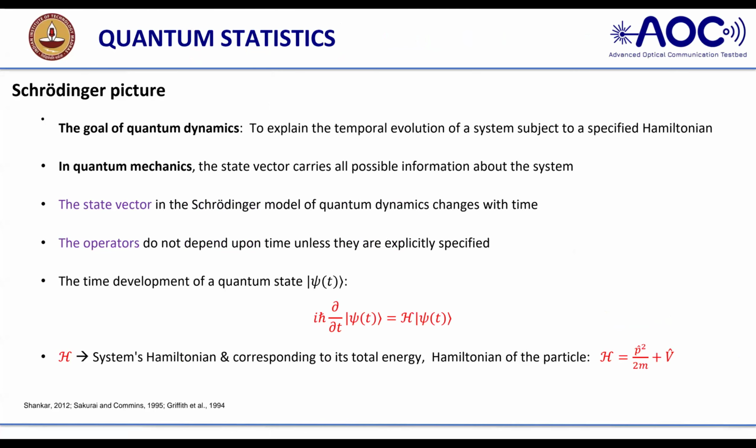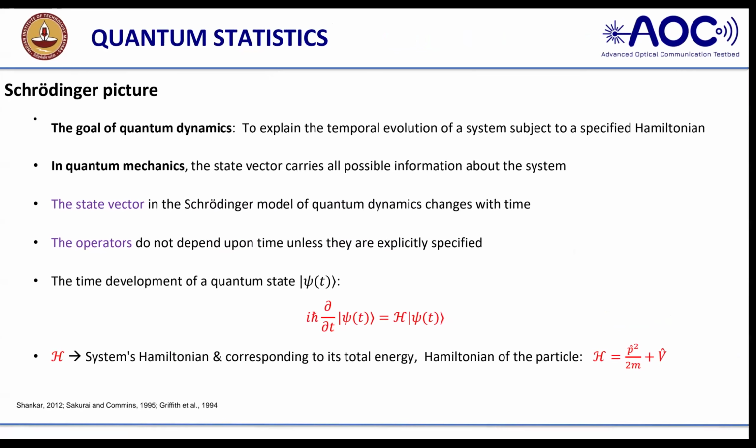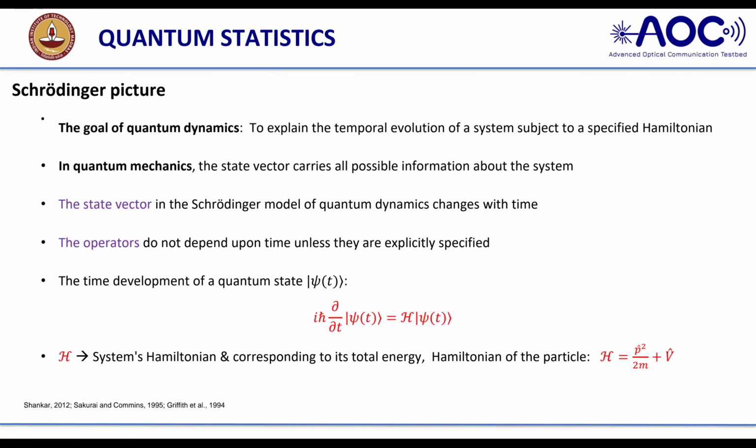There we have three pictures: the Schrodinger picture, the Heisenberg picture, and the interaction picture. Generally, I'm saying we will start with the Schrodinger picture. Here you can see the equation: i h bar dou by dou t of ket psi t equals H, where H is nothing but the operator acting on the ket psi t, right?